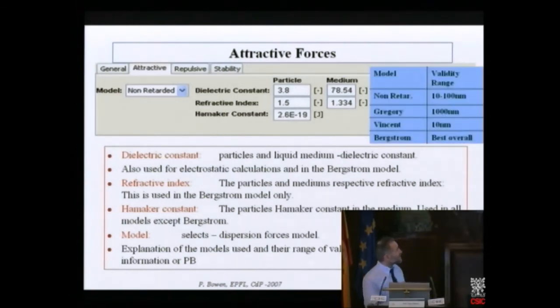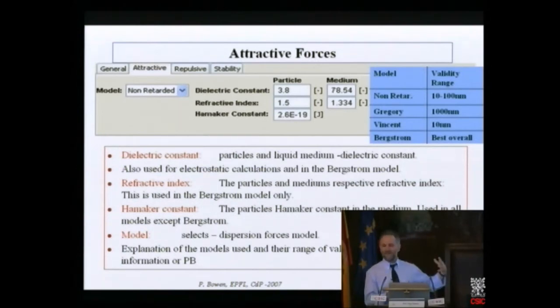Basically, for the attractive, we have 4 models. We have a non-retarded, Gregory, Vincent, and Bergström. The non-retarded is good for particles between 10 to 100 nanometers. Gregory is good for 1 micron. Vincent is very good for 10 nanometers. And Bergström is the best overall. So they make subtle differences.